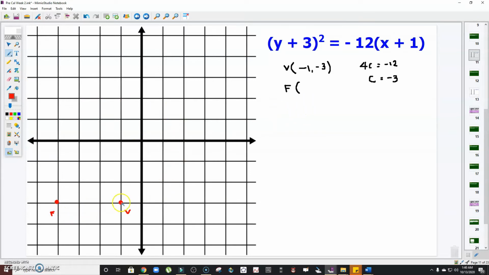So, therefore, the coordinate of this one is, so, I added 3, so that's negative 4. Okay, negative 4, negative 3. There you go. Clear? Next.